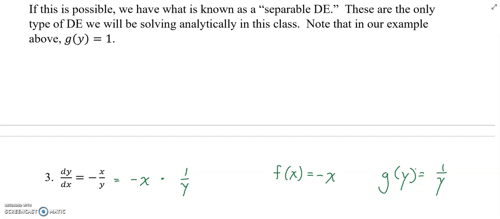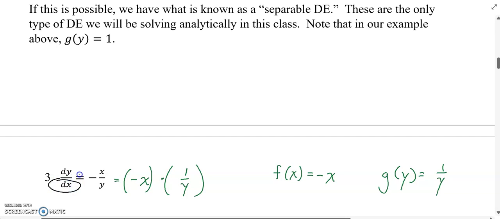At any rate, because we have a product of two different functions, right? We've got a product of negative x times 1 over y. Then it's easy to flip things around. And what do I mean by that? I mean, I'm going to flip the dx over to the other side by multiplying by dx.